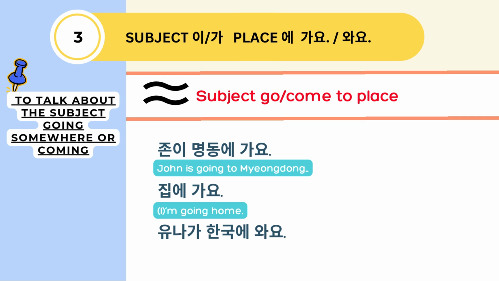The subject, I, is omitted, making it sound more natural. 유나가 한국에 와요. Yuna is coming to Korea. Yuna, subject, to Korea, 한국에, comes, 와요.